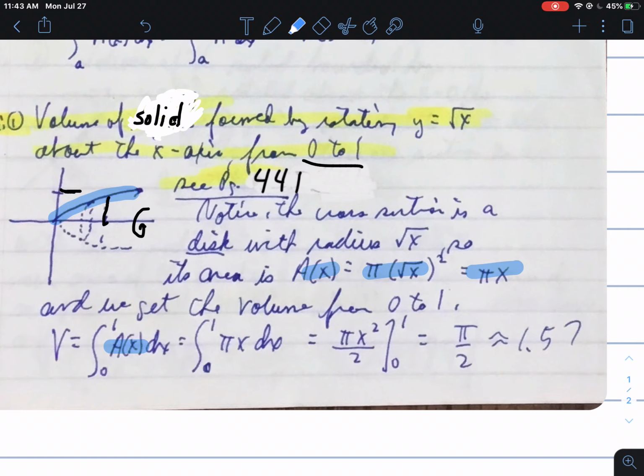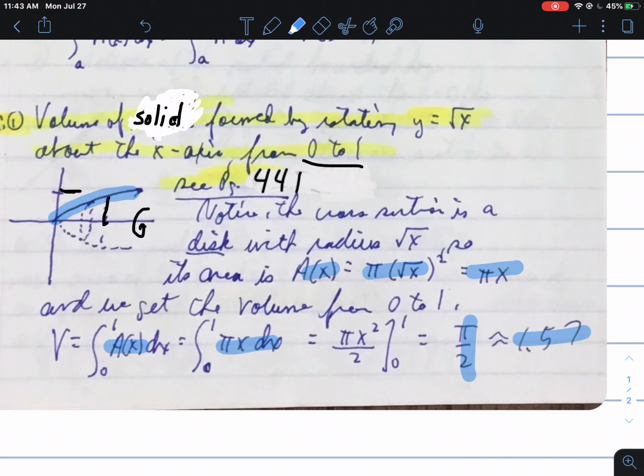And so then calculating the volume, A of x is pi x, integral from 0 to 1 of pi x dx. And just like we did with the area in the previous section, I'm just going to be looking for you to set up your integral, and then you can approximate it on the calculator. This one is easy enough to do an antiderivative of and give me an exact value of pi over 2. But if you just run it through the calculator and give me an approximation, that's fine.